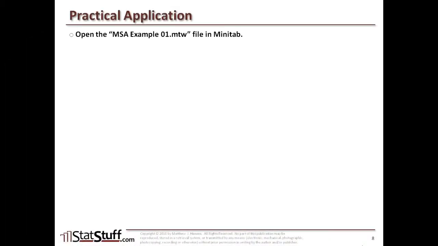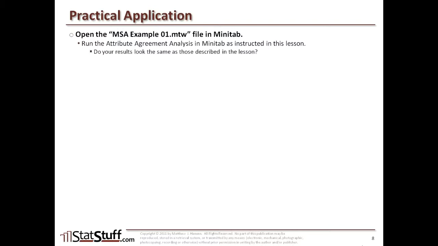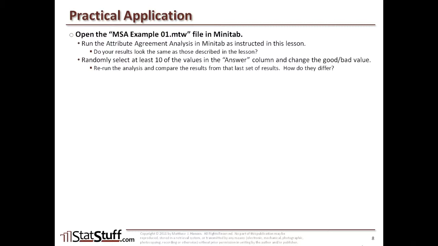All right, before we close this lesson, let's discuss how we can apply some of these concepts in a practical way. There are a couple things I'd like you to try to do. First of all, let's start with the Minitab file. Open up the example that's provided on the website and try to run the attribute agreement analysis within Minitab as we went over within this particular lesson. And as you do, do your results look the same as the examples that I've shown in this lesson? And then try to randomly select within the data at least 10 different values that are in the answer column and change the value. So if it's good, change it to bad, or if it was showing bad, change it to good. Just randomly select a few of those and then try to rerun that analysis and then compare the results to see how those changes that you made affected the results and how they differ.